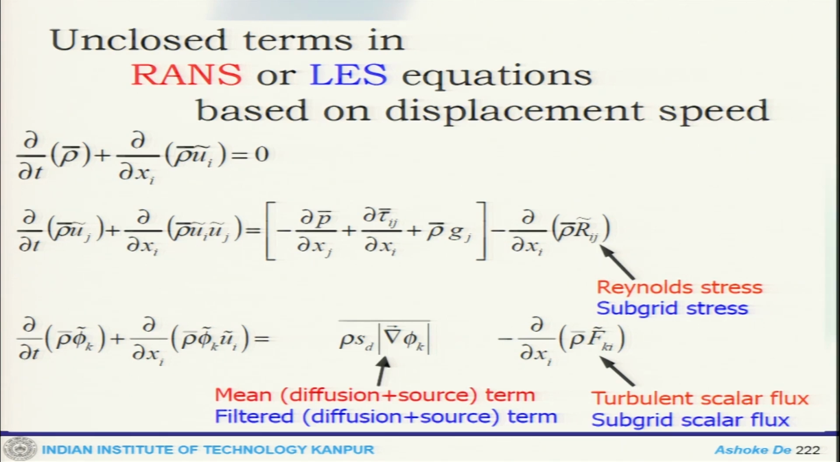Now if you use the displacement speed in this governing equation, these two sets of equations won't change, but when you come to the scalar transport equation, in a RANS framework this would be a mean term based on diffusion plus source term, or in LES it is filtered, so that would again be diffusion plus source term. The last term which remains is the turbulent scalar flux, which one basically has to close, whether in the RANS framework or the LES framework.